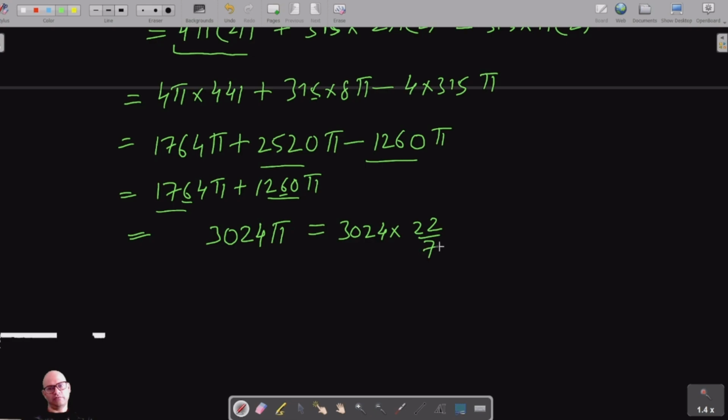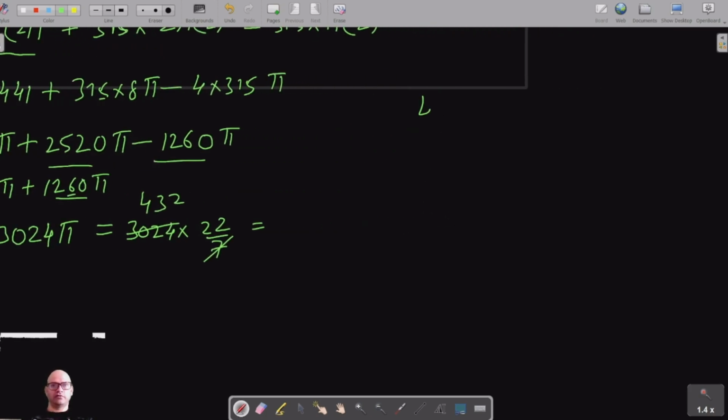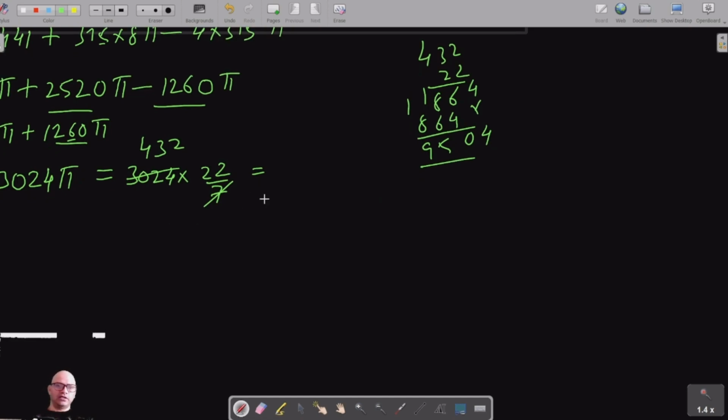3024 into 22 by 7, which is 432 into 22, and this is the total surface area exposed to the surroundings, 9504 millimeters square.